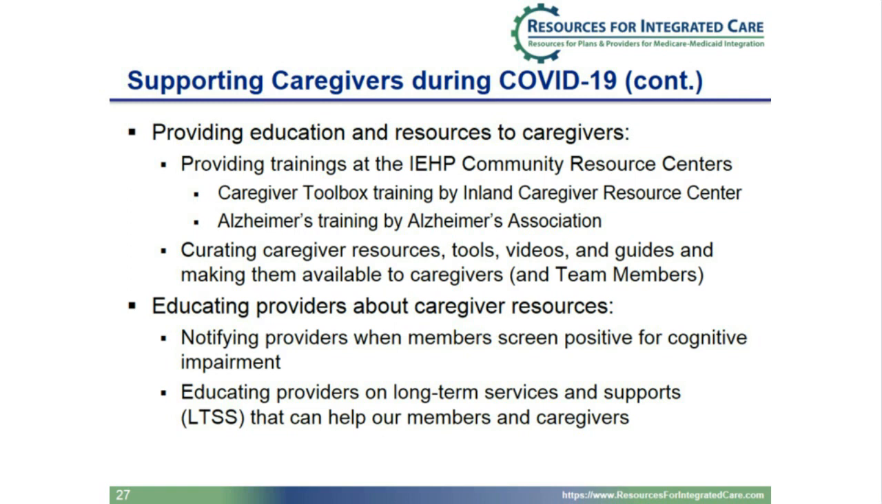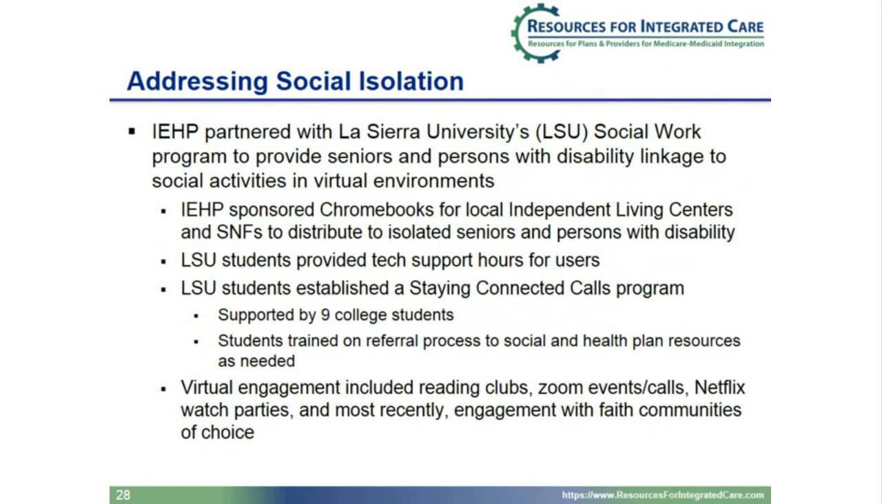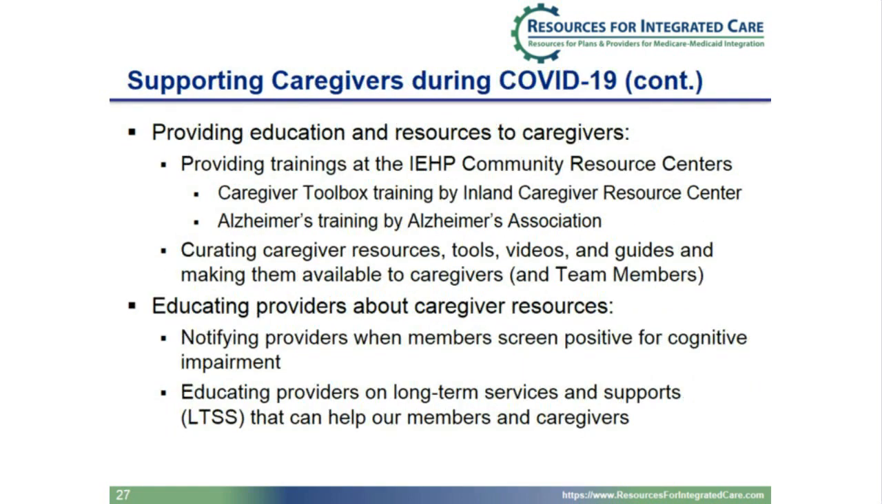And then finally, it's really important to educate the providers about caregiver resources. So we notify our providers, obviously, when we screen members, and our members may screen positive for cognitive impairment, making sure that communication feedback loop is there. And we make sure to educate our providers on our long-term services and supports. We have a specific unit that is dedicated towards that to make sure our providers have that awareness. Okay, so next slide, please.